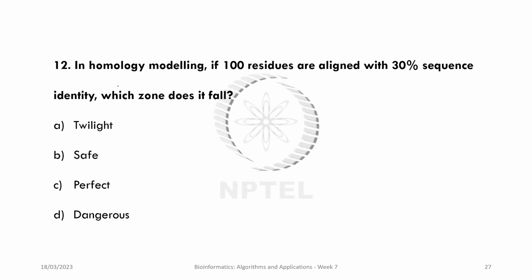In homology modeling, if 100 residues are aligned with 30% sequence identity, which zone does it fall? Twilight, safe, perfect, dangerous. Okay, Vijayanta and Ashira say twilight.